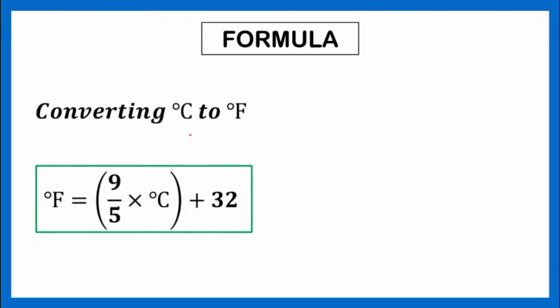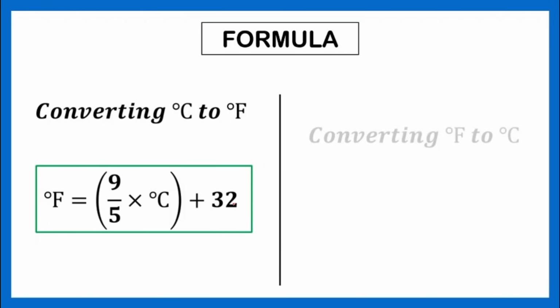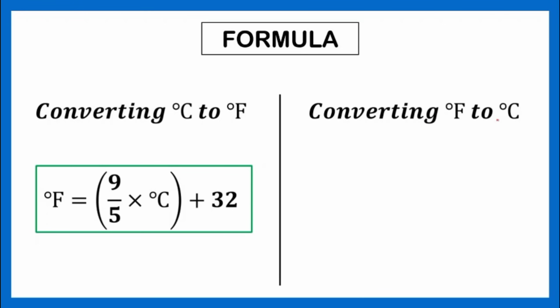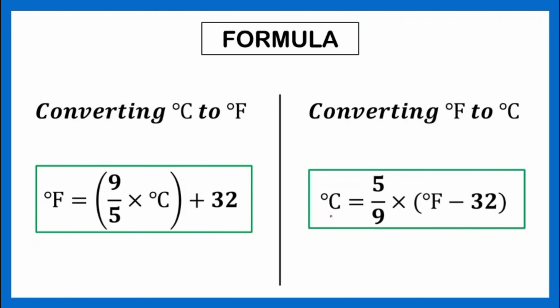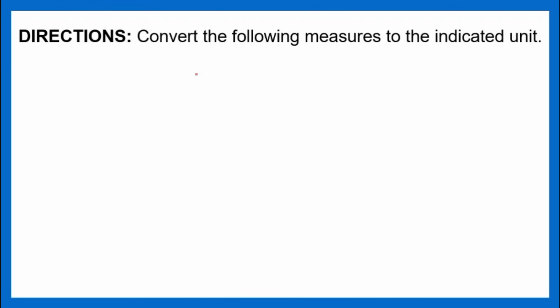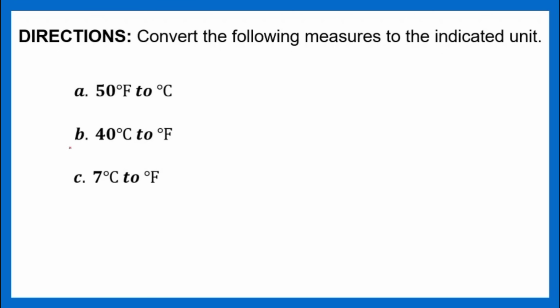Kapag Celsius ang given, tapos pupunta tayo sa Fahrenheit, ito ang gagamitin natin. Degrees Fahrenheit is equal to 9/5 multiplied by degrees Celsius, plus 32. Then, kapag converting from degrees Fahrenheit to degrees Celsius naman, ito yung formula natin. Degrees Celsius is equal to 5/9 times the quantity of degrees Fahrenheit minus 32. So, let's discuss kung paano gagamitin yung formula na yan.